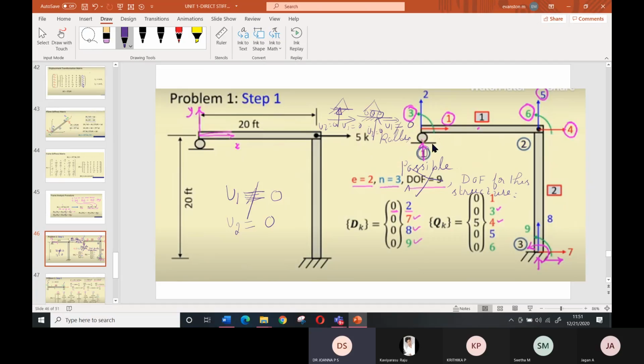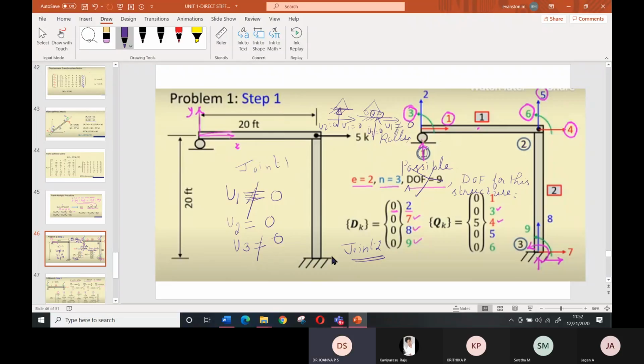So in this case, the hinge support and roller support are provided. So U1, horizontal movement, is not equal to 0, U2 is equal to 0, and U3 is also not equal to 0. Okay, this is for joint 1. Then when you go to joint number 2, I'll write here joint 2.